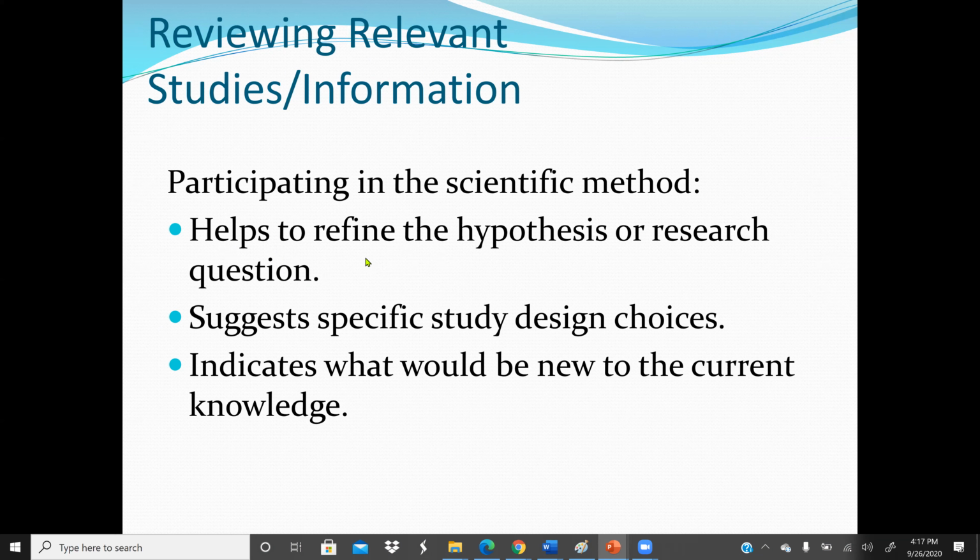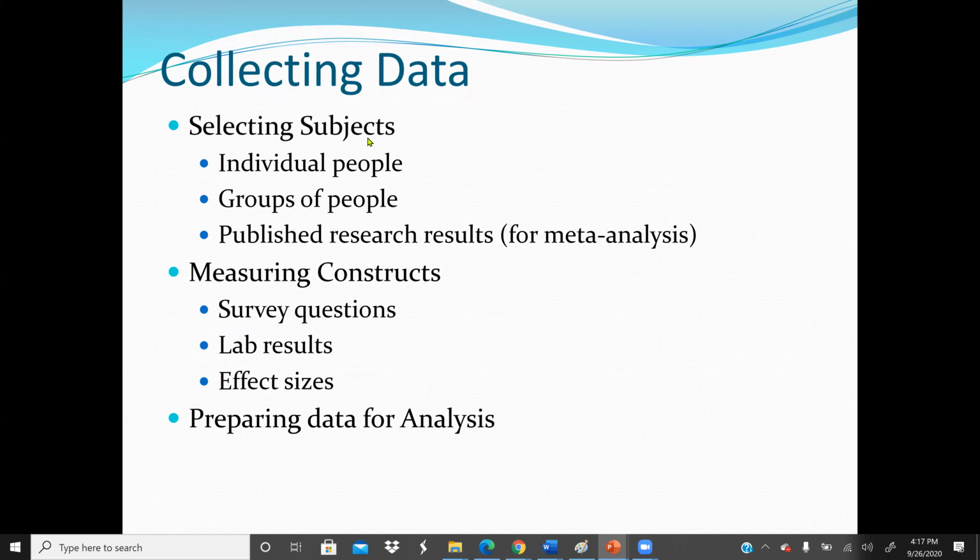Also, it can suggest specific study design choices. In the literature review, we find the design methods the authors use. What are the common ones? What was the result? From there, we may even decide to use a similar study design. So that will suggest a specific study design choice, and also indicate what will be new to the current knowledge from the literature review. So after that, we have the background, we have our questions, we already generated our problem, we know our problem.